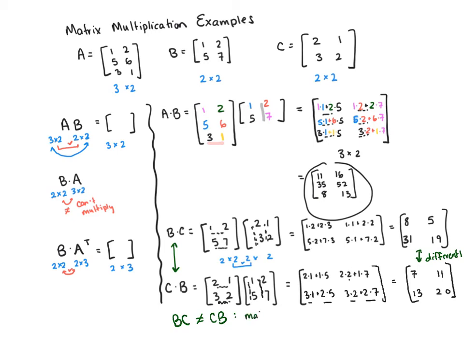So matrix multiplication is not what we call commutative. Commutative just means you can change the order and you get the same thing. Sometimes C times B does equal B times C, but not always.